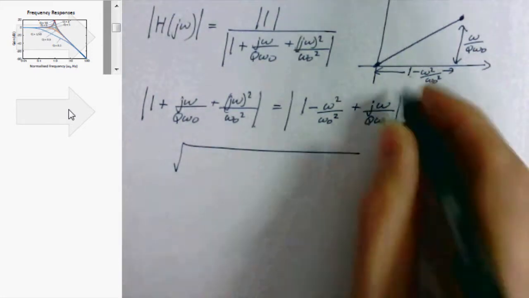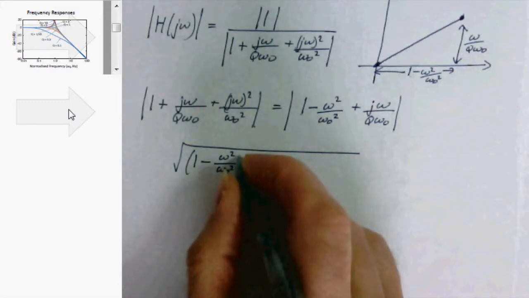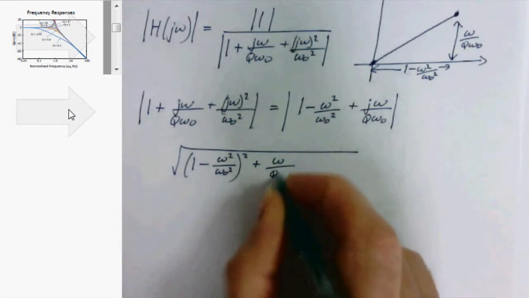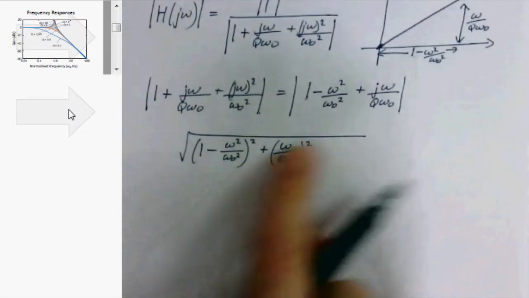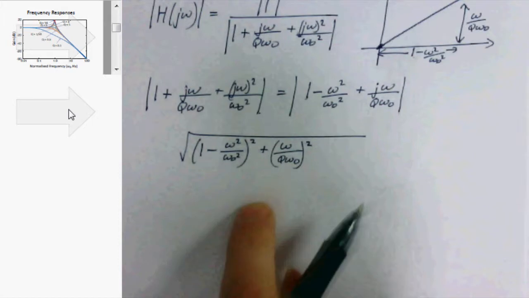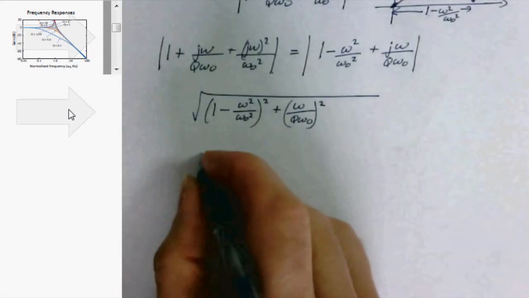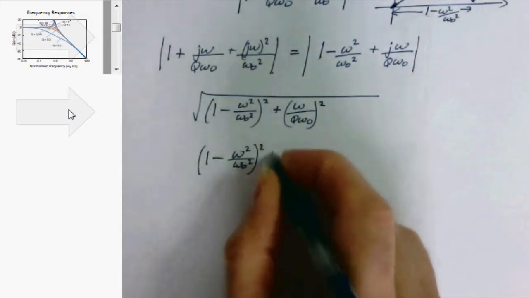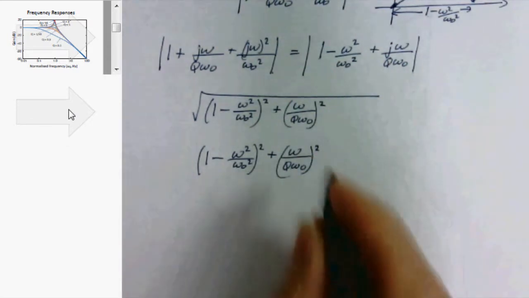It's the square root of 1 minus omega squared over omega naught squared, all squared, plus omega over Q omega naught, all squared. And I'm looking for a minimum value of this. Well, if I want a minimum value of the square root of something, I want the minimum value of the something. So that's going to occur where this has a minimum value. Where does that have a minimum value?